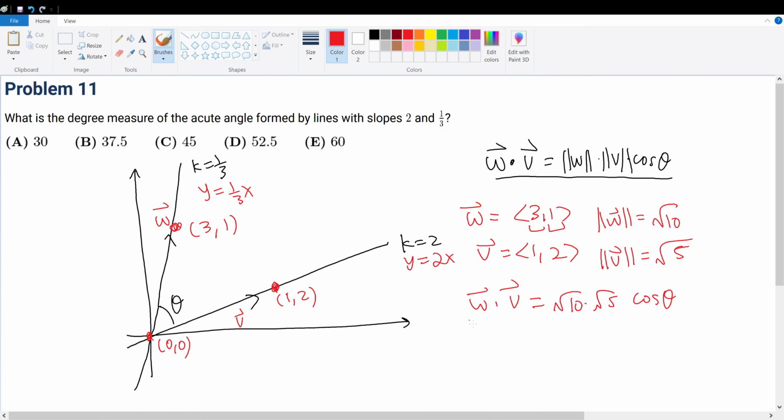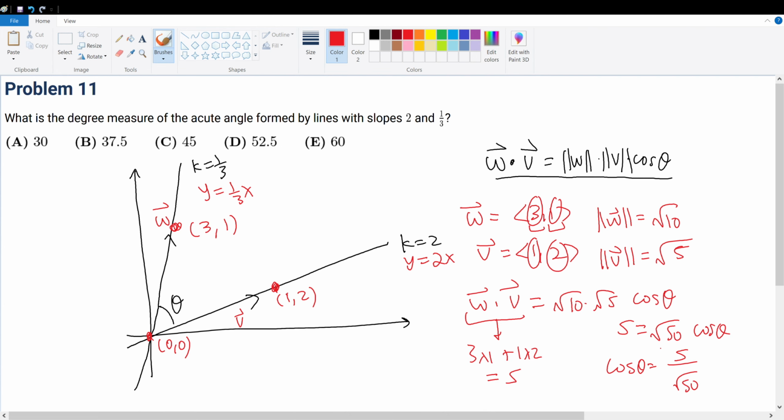But what is this quantity? This quantity can be solved for by just simply multiplying 3 and 1 added with 1 and 2. So that's 3 times 1 plus 1 times 2, which is the same thing as 5. So 5 is the same thing as root 50 times cosine theta. So cosine of theta must be equal to 5 over root 50.